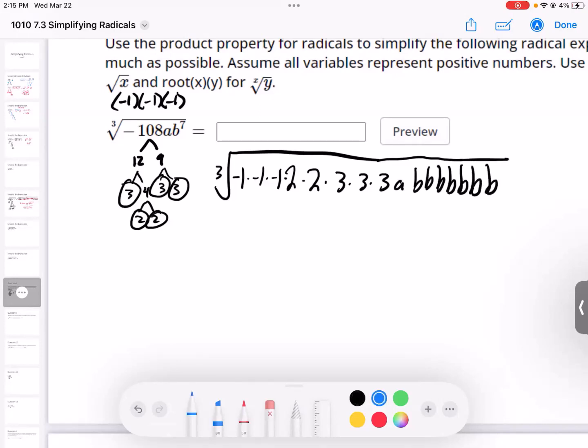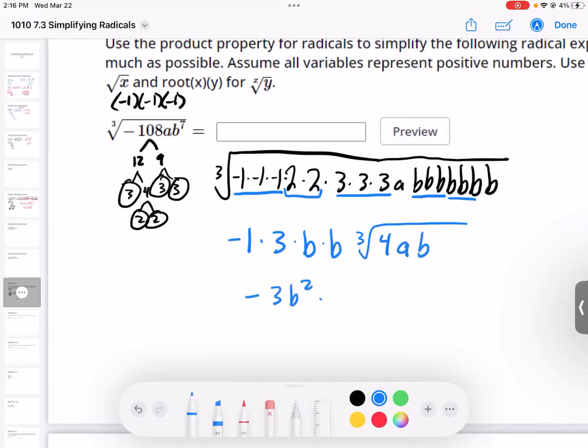Then you just go through and look for triples. So if I take the cube root of -1 cubed, that's going to equal -1. If I do the cube root of these 3 3's, that's going to be a 3. The cube root of these 3 b's will be a b. These 3 b's will be another b. And the stuff that's left over in my cube root are these 2 2's, which will be 4. And then there's an a and a b left over. And so then I could simplify the outside to be -3b squared times the cube root of 4ab. So that's how you would work with a negative.